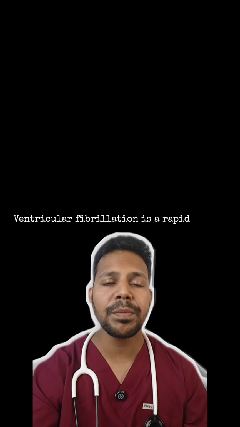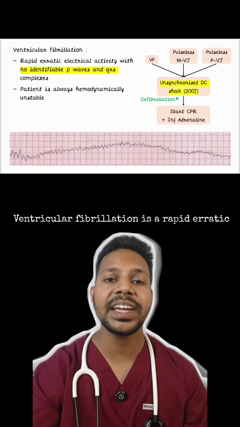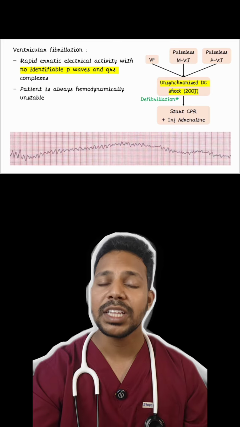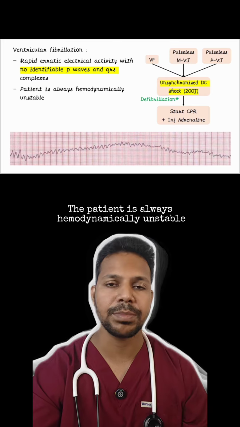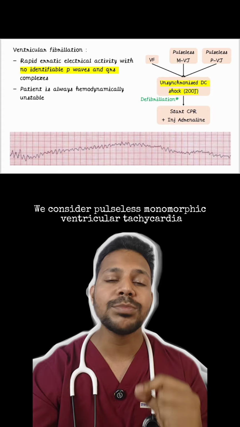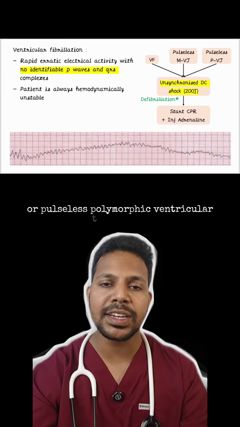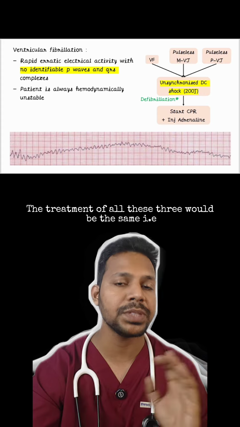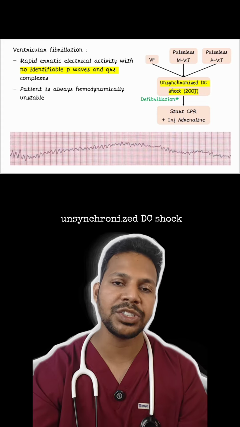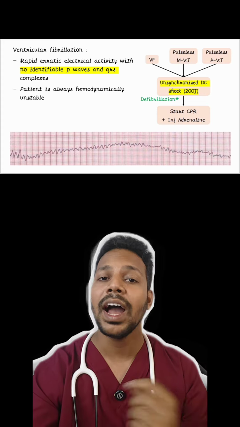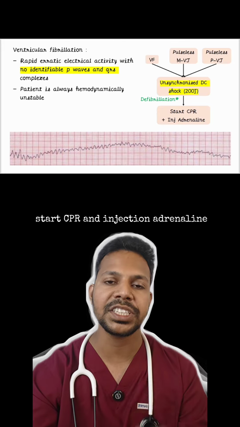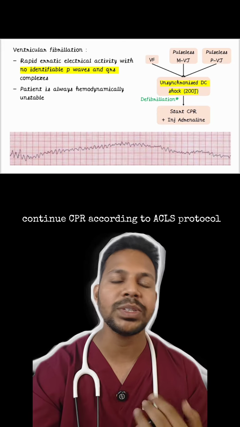Ventricular fibrillation is a rapid, erratic electrical activity with no identifiable P waves and QRS complexes. The patient is always hemodynamically unstable. We consider pulseless monomorphic ventricular tachycardia or pulseless polymorphic ventricular tachycardia as ventricular fibrillation. The treatment of all these three would be the same, that is unsynchronized DC shock because the QRS complex is not visible and pulse is not there. And followed by this, start CPR and injection adrenaline, continue CPR according to ACLS protocol.